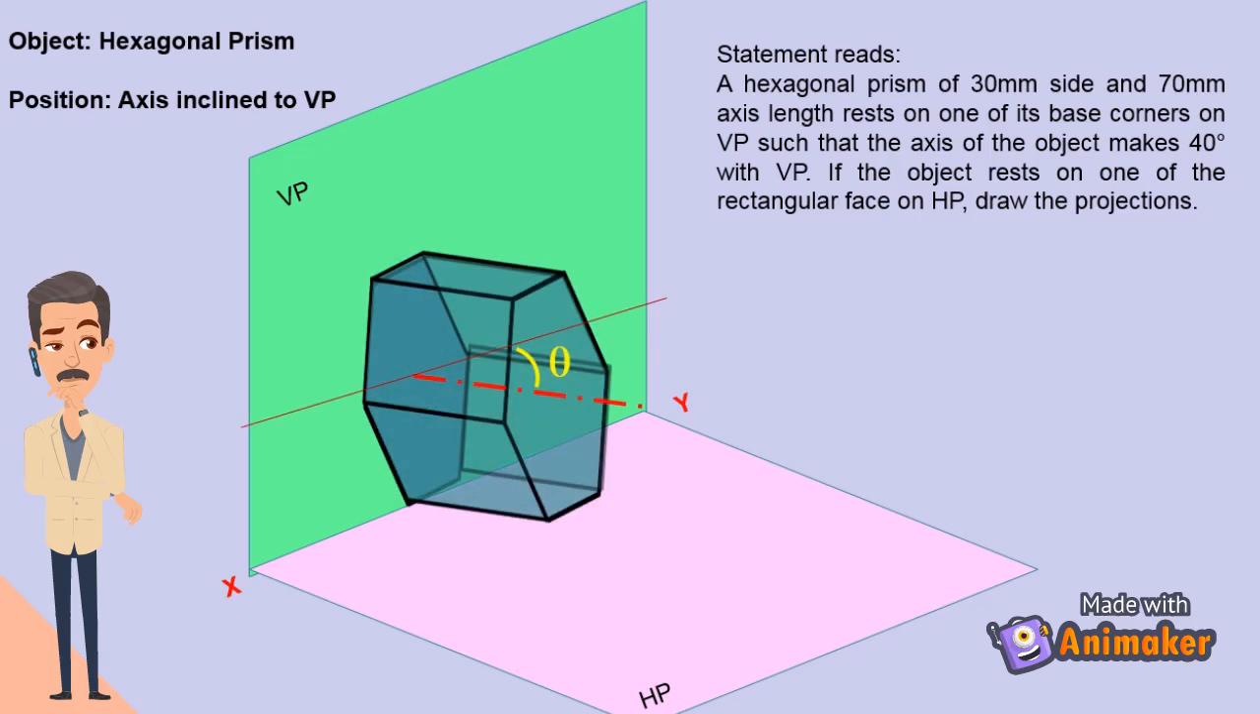Let me choose the highlighted corner to be placed on VP. Now this object makes an angle of theta, as shown here. We will look into what we are about to project before we go for constructions. Now, this highlighted corner makes contact with the vertical plane. The axis of the solid makes an angle theta with the vertical plane. In our problem, it is making 40 degrees. Also, the highlighted rectangular face makes contact with the horizontal plane, as mentioned in the problem statement.